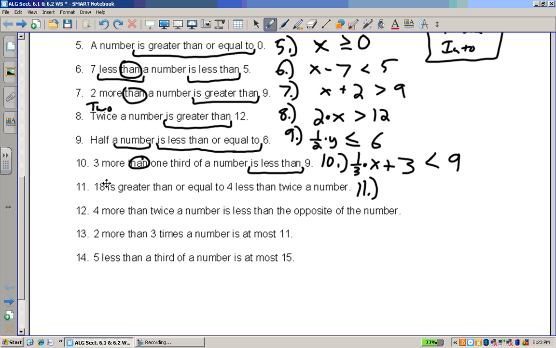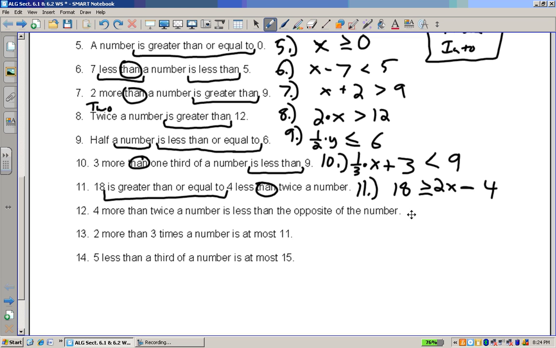Okay, 18 is greater than or equal to. Well, that's phrased together. So 18 is greater than or equal to, a lot of words for one symbol, 4 less than. Now, be careful with the than, we're going to have to switch. So we know we're dealing with subtraction here, but instead of the 4 being at the beginning, the 4 is going to be at the end. 4 less than twice, again, 2 times a number. We could use x, y, whatever you'd like there.